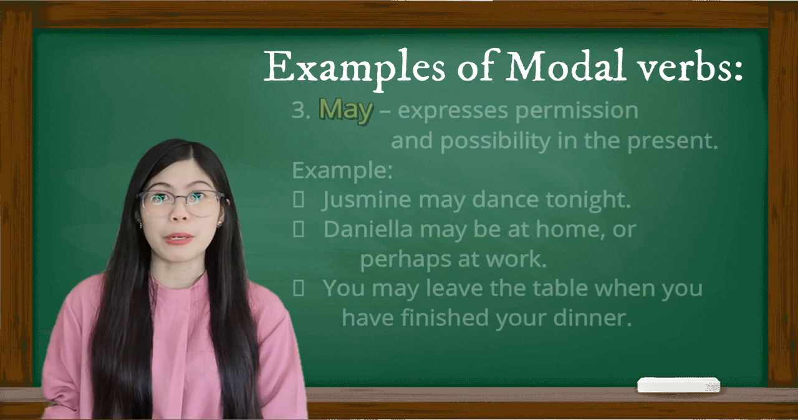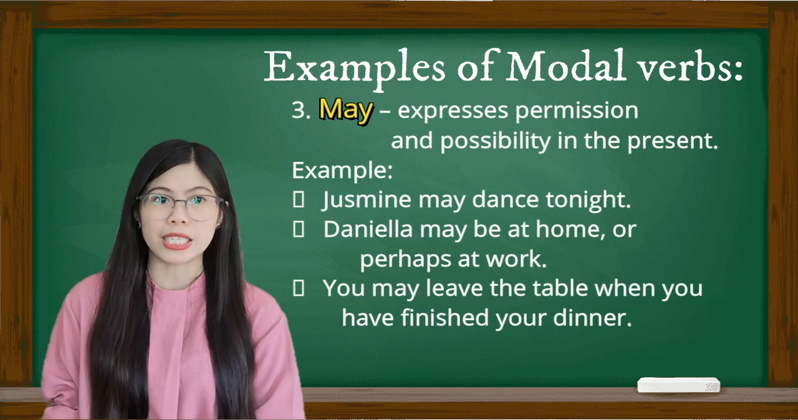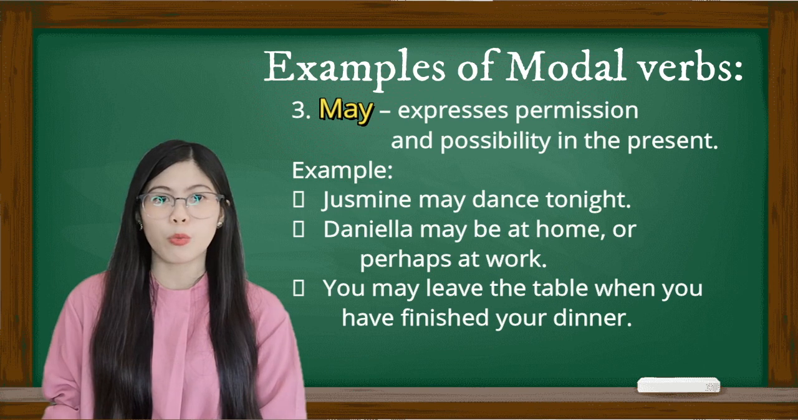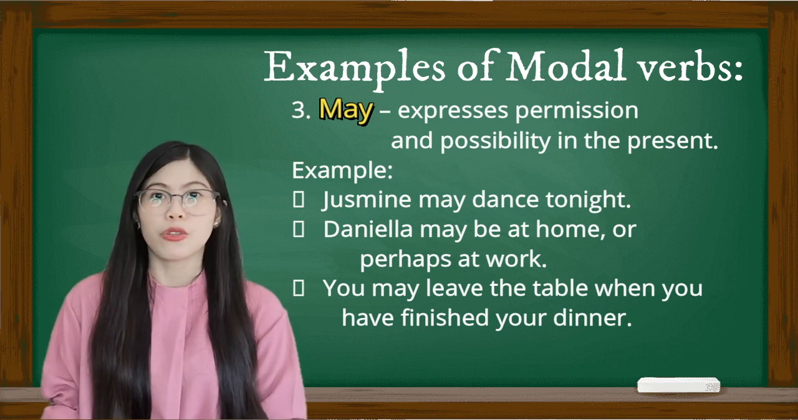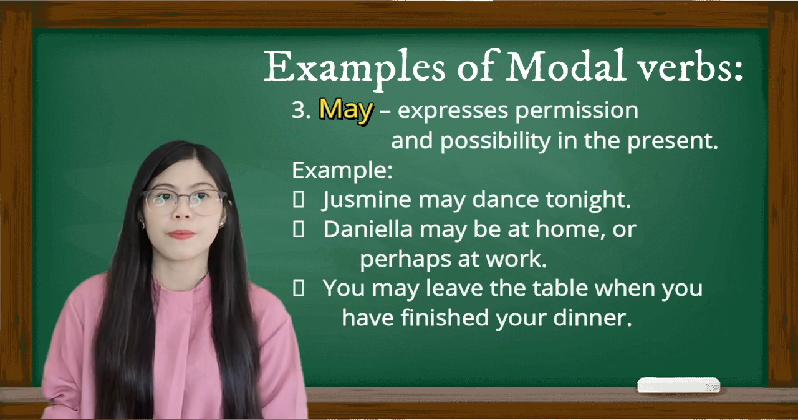Next is the modal verb may. It expresses permission and possibility in the present. Example, Jasmine may dance tonight. Now having the modal verb may, what do you think it expresses? Okay, so it expresses possibility. There's a possibility that Jasmine will dance tonight or not.